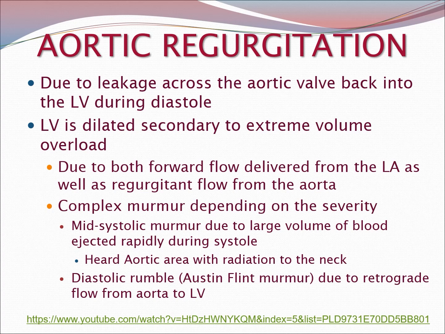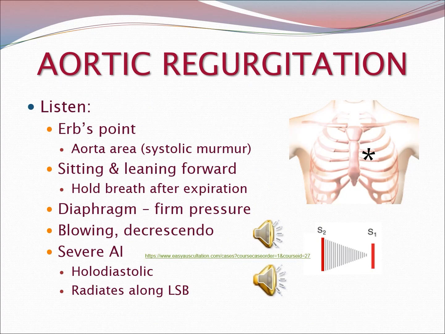The most common place to hear aortic regurgitation is anywhere along the left sternal border, especially at Erb's point. Have the patient sit and lean forward, hold their breath after expiration. So have them blow their air out and then hold their breath. You want to use the diaphragm and use firm pressure over that left sternal border. You may hear a blowing decrescendo murmur. And in severe aortic insufficiency or aortic regurgitation, it can be a holodiastolic murmur that radiates all along the left sternal border.